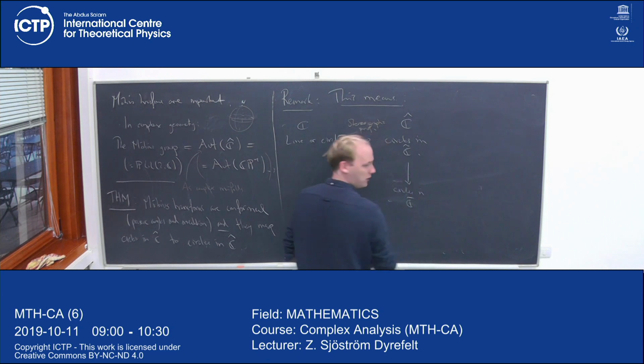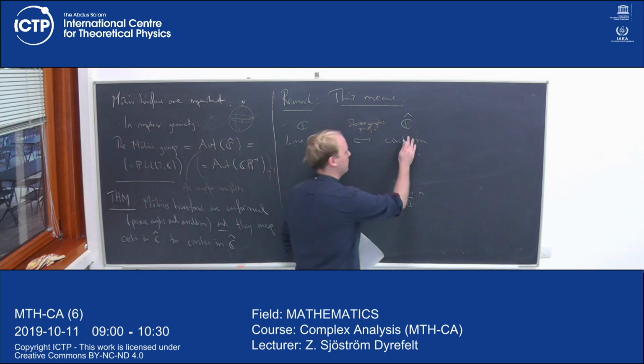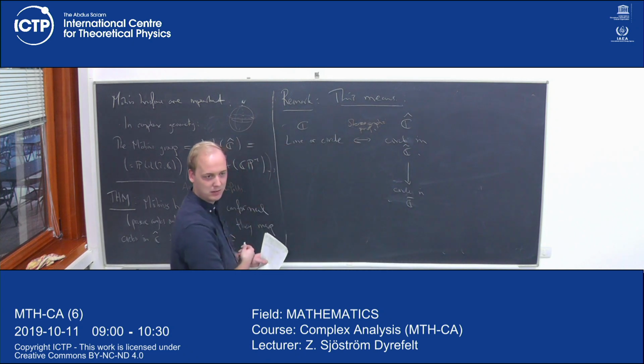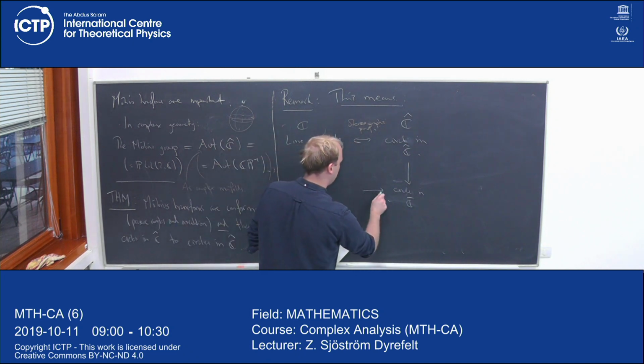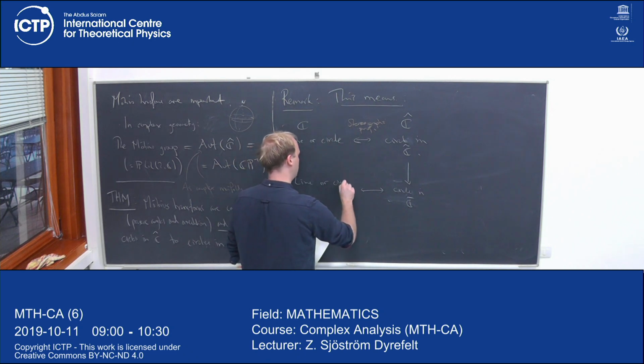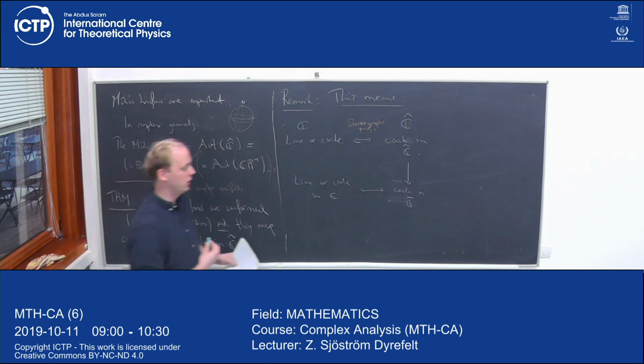And then if you have a Möbius transform, well, it maps this thing again to circles in C hat, okay? So to another circle. Well, it doesn't map it to circles, it maps it to one circle, okay? So it maps it to another circle in C hat. And then this one goes back to a line or circle in C.